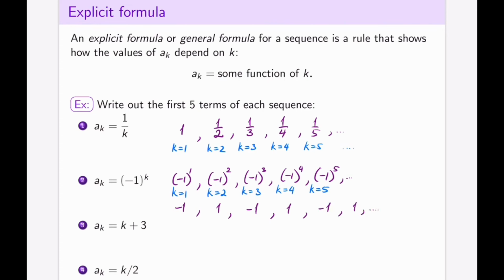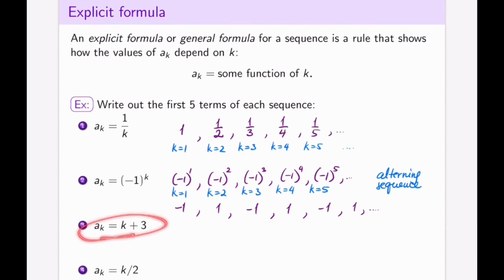So what we have is the actual number doesn't change, but its sign goes from negative to positive every single time. This is what we would call an alternating sequence. And that is because the values are alternating between negative and positive every single term.